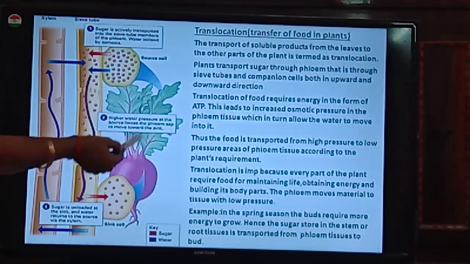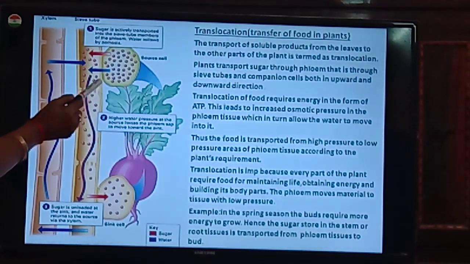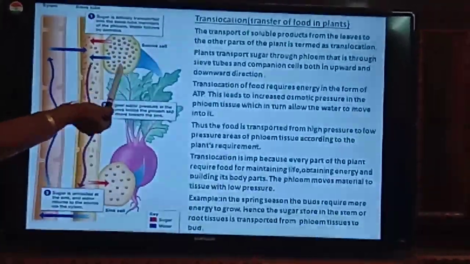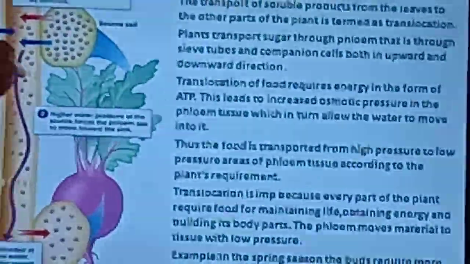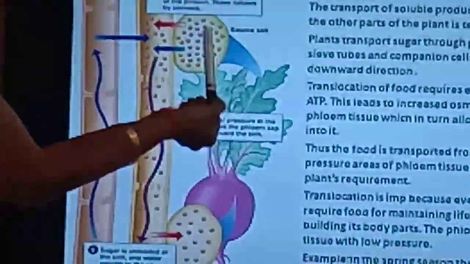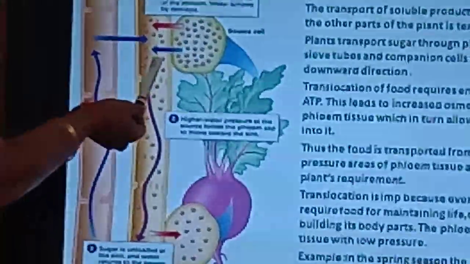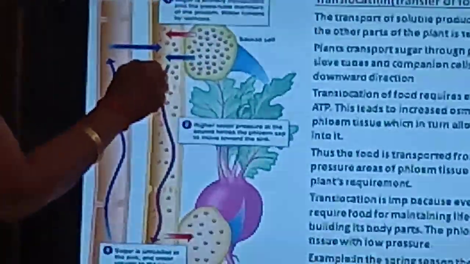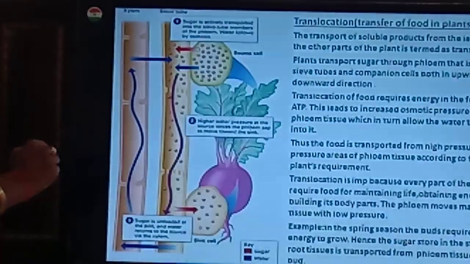What is happening here in this mechanism? Plants transport sugar through phloem, that is through sieve tube. You see here the sugar which is actively formed here is transported to the sieve tube, which is also an element of the phloem. Along with this, even the water is moved into this phloem by osmosis. So how does it happen here? Translocation of food actually requires energy in the form of ATP.